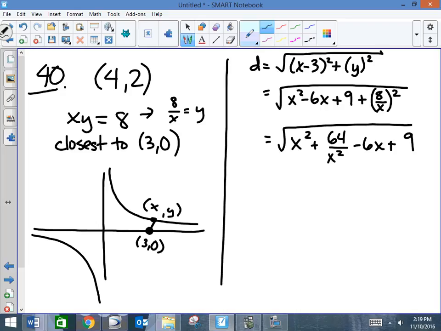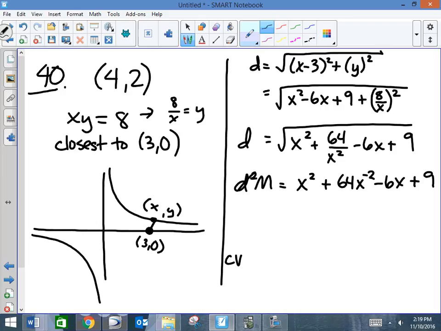All right, now, we are looking for the closest distance. We can look for the closest distance squared, and that would be okay, right? Okay, so we'll call that m for minimum. x squared plus 64 x to the minus 2 minus 6x plus 9. All right, closest is minimum. Where are the minimums going to happen? Critical values. Okay, and endpoints. Do we have endpoints? No. Okay, so critical values.